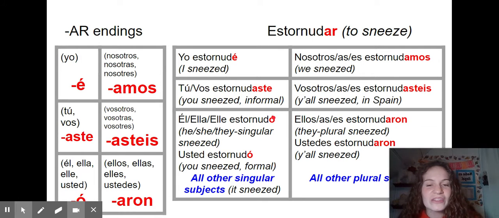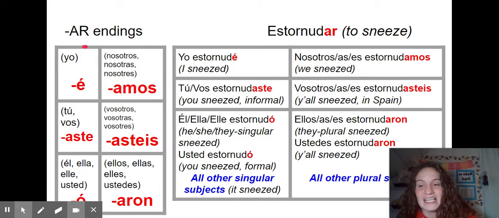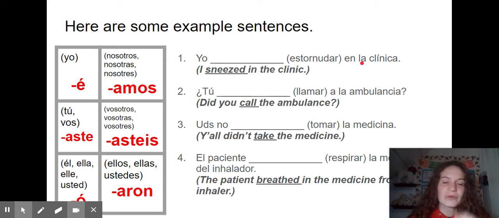So those are the different conjugations of the verb estornudar. So you can do those same 6 conjugations for any other regular AR verb in the same way. They'll have these same endings as what we used over here. So let's do some practice.